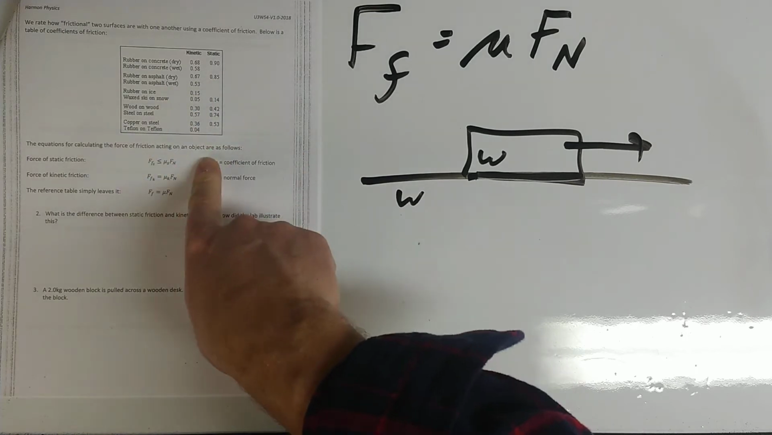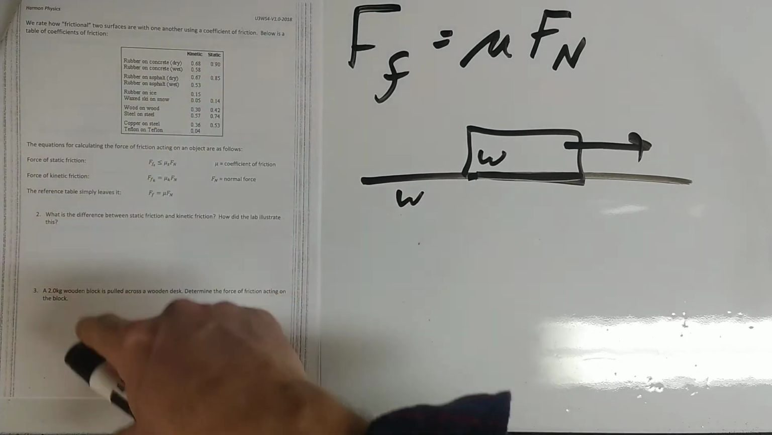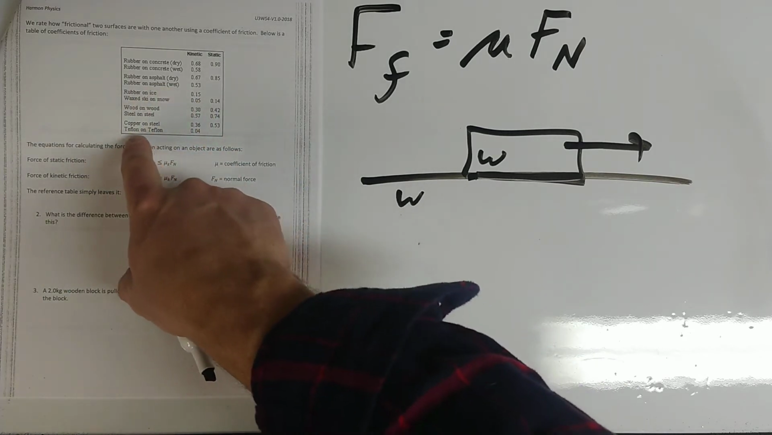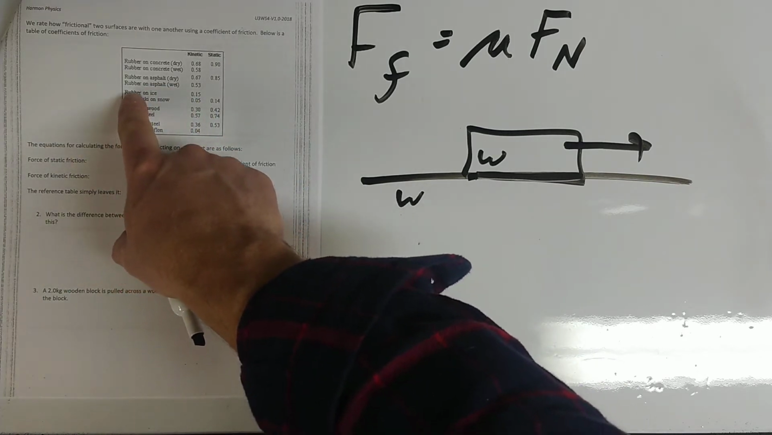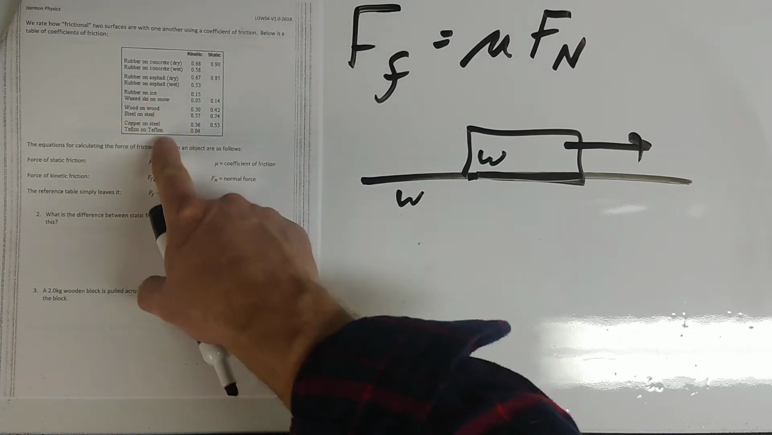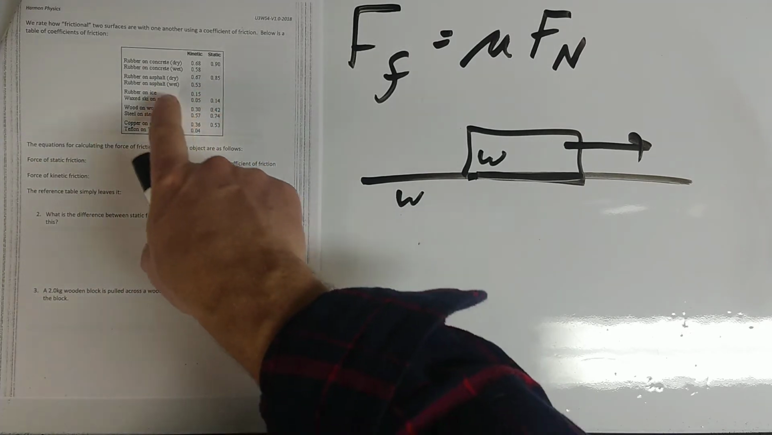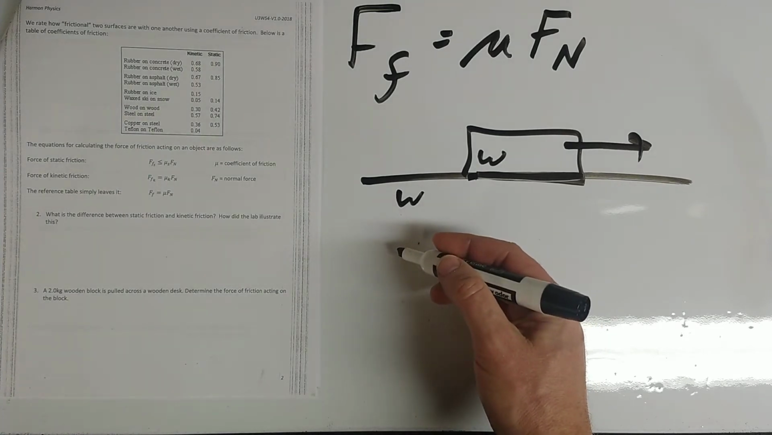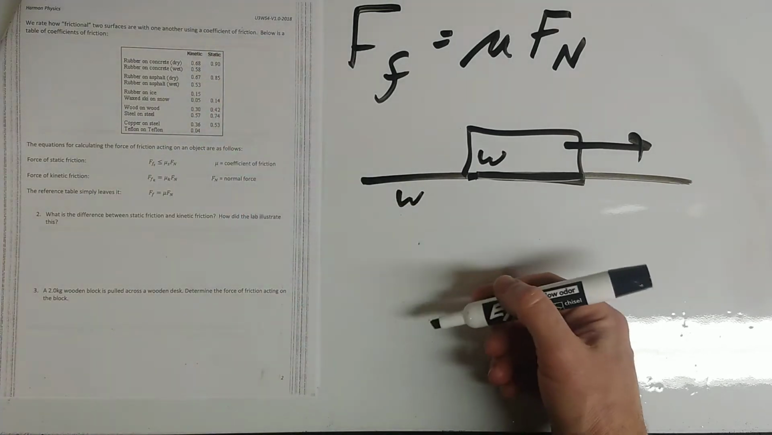And these are in the ballpark of what we got in the lab. I think we got like 0.6 something for the vinyl, which is probably, I don't know, closest to the wood on wood, right? Or even the rubber on asphalt. So these are all similar to what we got in the lab here.